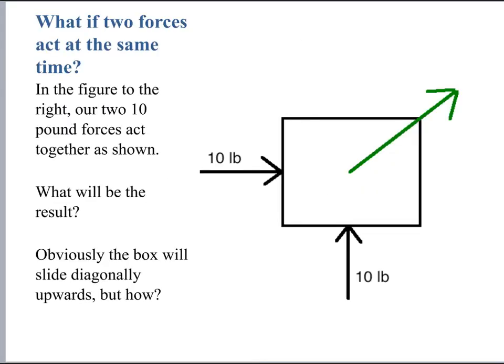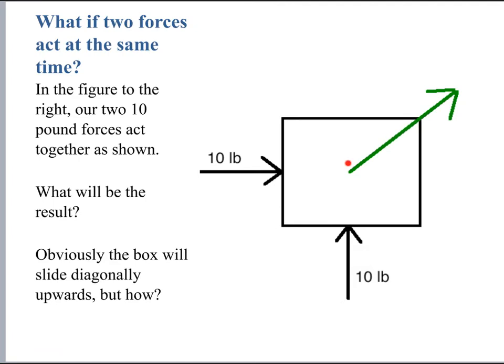So what happens if I take my two 10-pound forces and apply them simultaneously? So I've got one force that's pushing to the right, I've got one force that's pushing up. Well, I think you would probably guess, and guess correctly, that if you applied these two forces at the same time, the box would go off diagonally in some direction. It would slide diagonally. I'm adding these two vectors together simultaneously, and what I'm actually doing is a process that we're going to call vector addition.